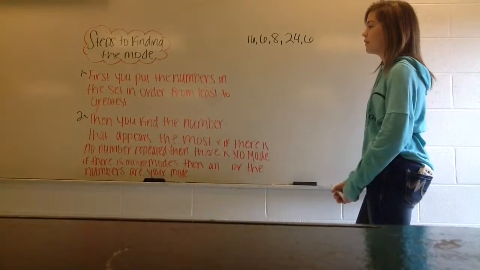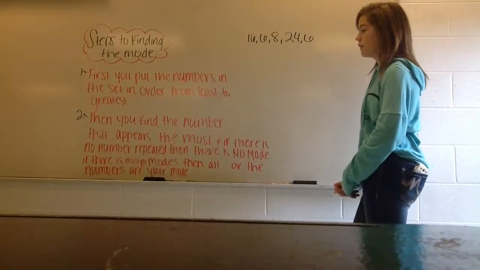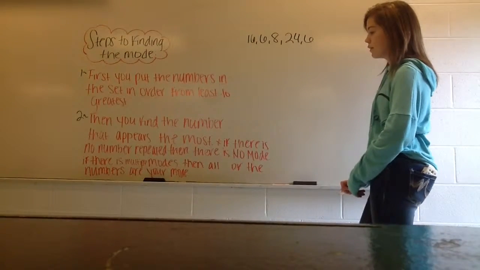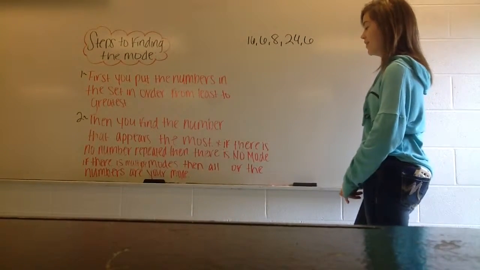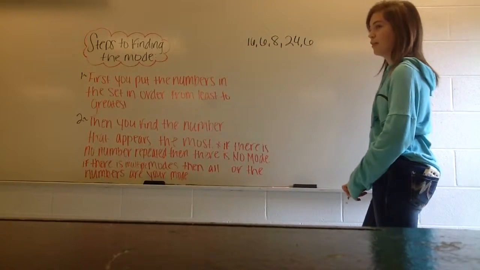Steps to finding the mode. First, you put the numbers in the set in order from least to greatest. Then you find the number that appears the most. If there is no number repeated, then there is no mode. If there are multiple modes, then all of the numbers are your mode.